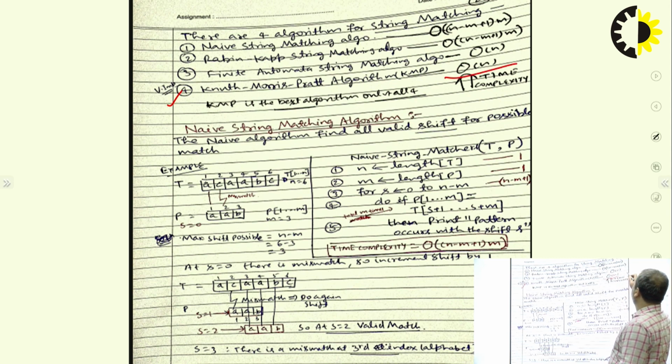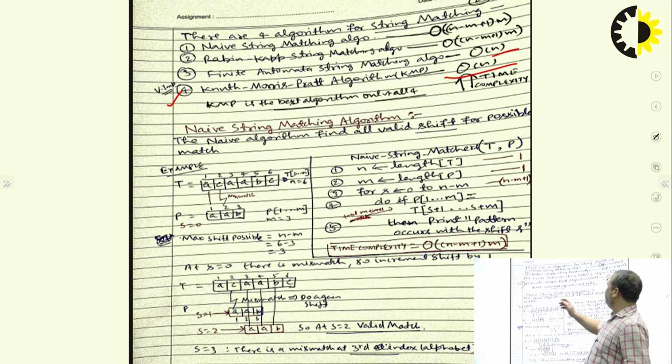So in KMP, the time complexity of matching the pattern with the text is order of n. Similarly, here in the automata, it is also order of n, but in the naive and Rabin-Karp string match algorithm, it is order of (n minus m plus 1) into m. Of course we can say that here the time complexity is less, so it will be more preferable.